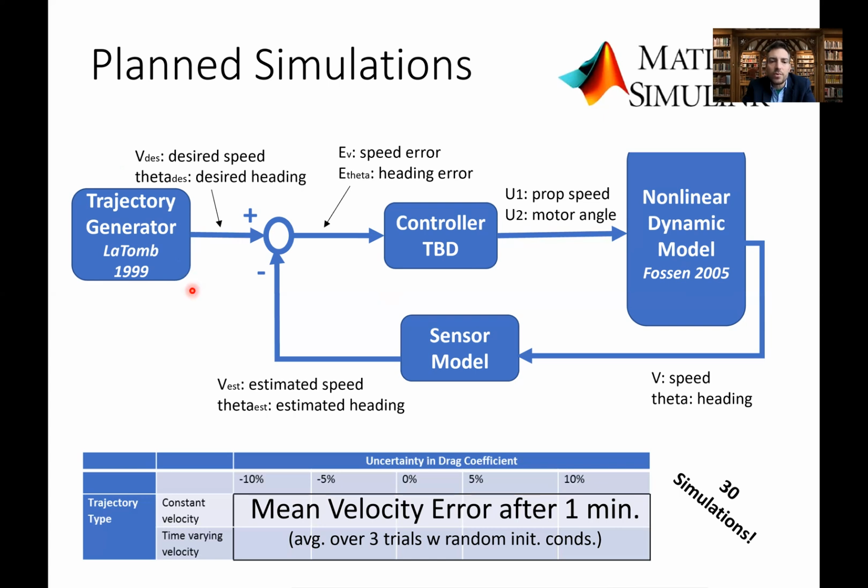On the bottom here, I show you my plan for the simulations I want to do. I'm going to simulate the controller's behavior with uncertainty in the drag coefficients between negative 10% and positive 10% uncertainty. So 5 different levels for the drag coefficients. I'm going to use 2 different types of trajectories, one constant velocity where the boat moves in a straight line, and the other where the boat's moving in an arc, a time-varying velocity that requires different accelerations. For each combination of trajectory and drag coefficient, I'm going to do 3 simulations with random initial conditions. So I want to make sure that for different headings or different starting velocities that this works. So in all, if you do the math, that's 30 simulations that I plan to report on.